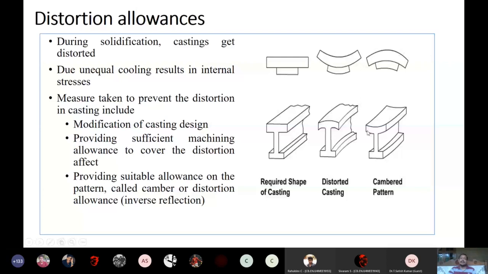That is providing suitable allowance on the pattern called camber or distortion allowance. That is inverse deflection you are providing on the pattern so that your final casting will resemble like this. It will not go like this. So you have to go for a shape like this or a shape like this to get the final casting like this as the intended product.